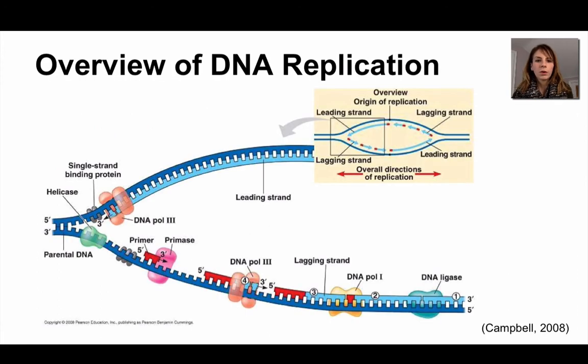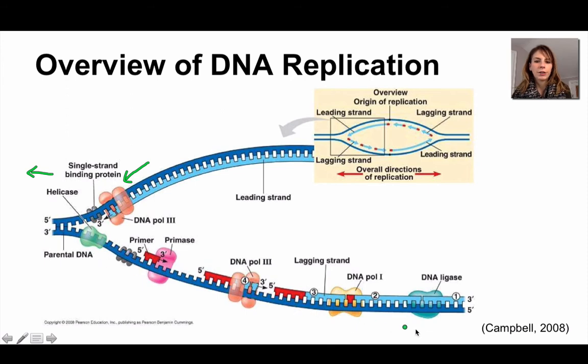Okay, so this is an overview of the process. This is a diagram that I really like from a book called Campbell Biology. And on the top, you can see the leading strand getting replicated with DNA polymerase III, and it's moving along in this direction, and the fork is also moving in this direction. So again, that's going to get made in one continuous strand.